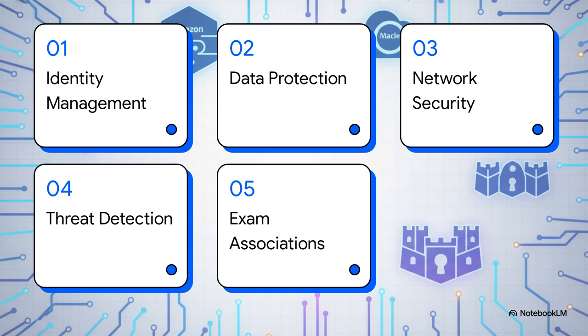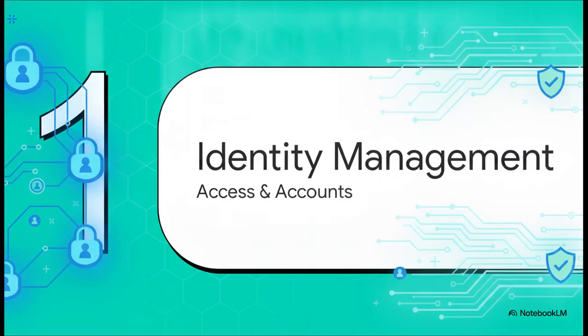Okay, so looking at our agenda, to avoid totally overloading you with like 13 different AWS security services at once, we're breaking things down into 4 logical buckets. We've got identity and account management, data protection and encryption, network security and firewalls, and threat detection and assessment. Oh, and we'll wrap it up with some high-yield exam associations. All right, let's jump straight into Section 1, Identity and Account Management.